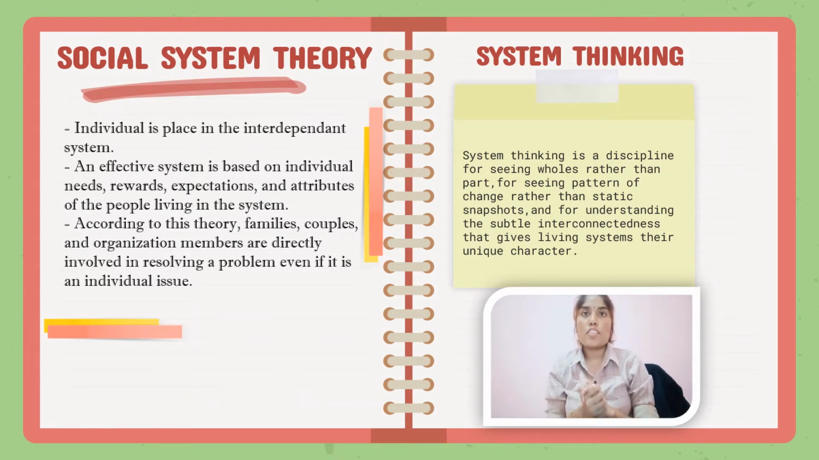The second theory is social system theory. Individual is placed in the interdependent system. An effective system is based on individual needs, rewards, expectations and attributes of the people living in the system. According to this theory, families, couples and organization members are directly involved in resolving a problem even if it is an individual issue. System thinking is a discipline for seeing all rather than part, for seeing pattern of change rather than static snapshot, and for understanding the subtle interconnectedness that gives living system their unique character.